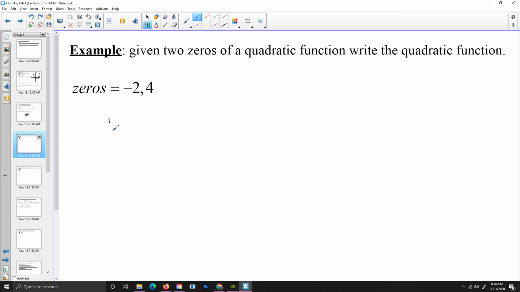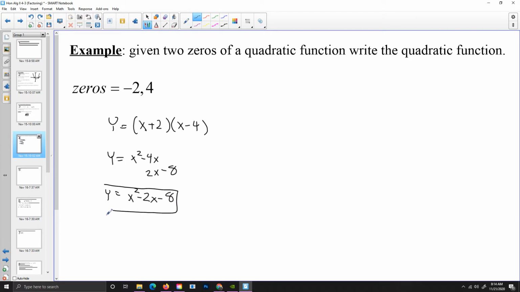So our function is going to be y equals x plus 2, because negative 2 makes that factor 0, and x minus 4, because positive 4 makes this factor 0. I should finish by multiplying them together. X times x is x squared. X times negative 4 is negative 4x. 2 times x is 2x. And then 2 times negative 4 is negative 8, which will give me x squared minus 2x minus 8. And that is my final function.